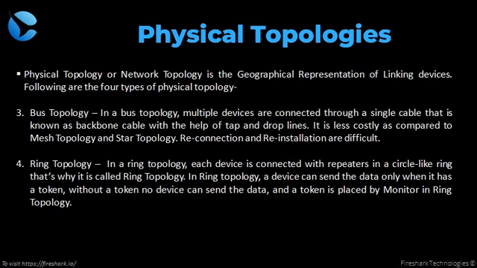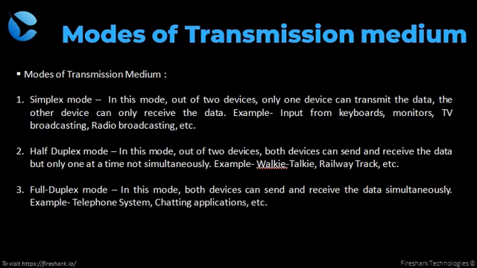Third, bus topology. In bus topology, multiple devices are connected through a single cable known as the backbone cable, with the help of tap and drop lines. Fourth, ring topology. In ring topology, each device is connected with repeaters in a circle-like ring. That is why it is called ring topology. Now, modes of transmission. So this was the transmission mode which we were talking about in our video.